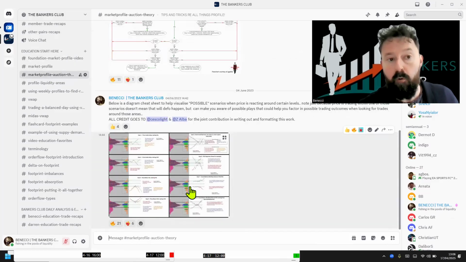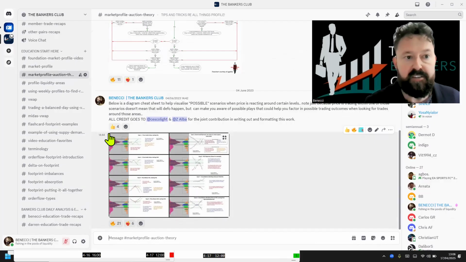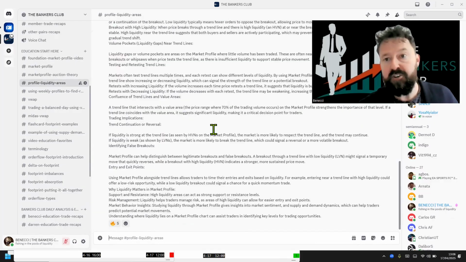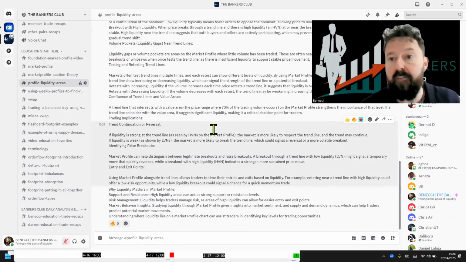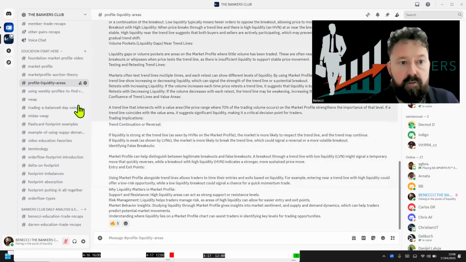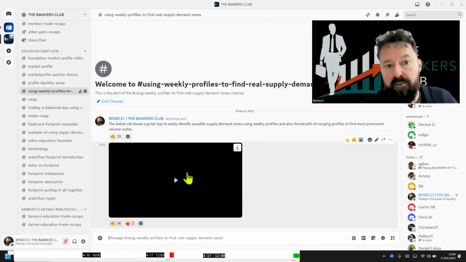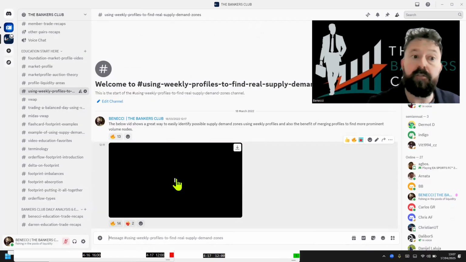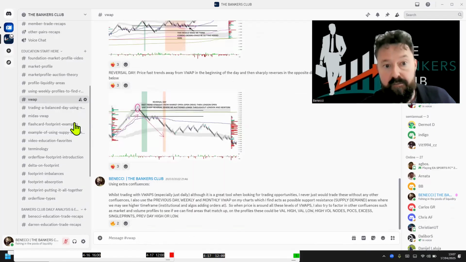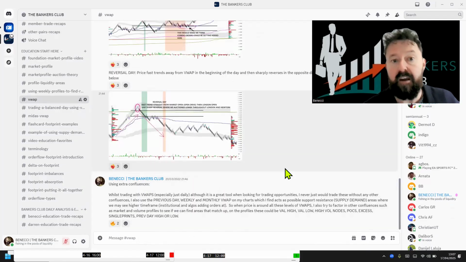We've got general auction market theory with some cheat sheets, so it can help you decide, when you see price coming up into an area, what the likelihood is of it dropping back down or going through the level. We've got cheat sheets there. We've got a big section on profile liquidity areas, so how we can locate where liquidity is and how we can use that to advantage. Using weekly profiles, which can be useful if you're a swing trader. The VWAP, which is called volume weighted average price.